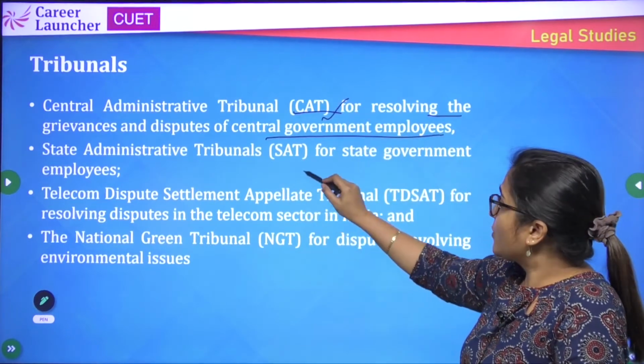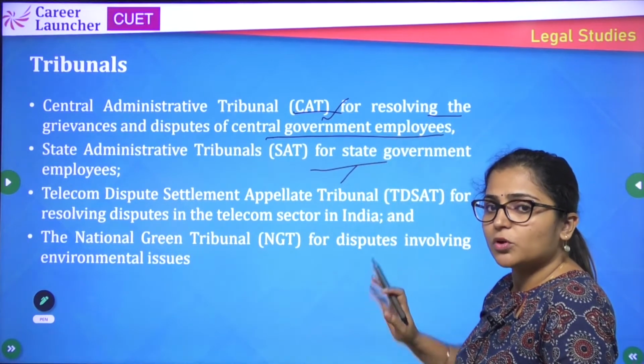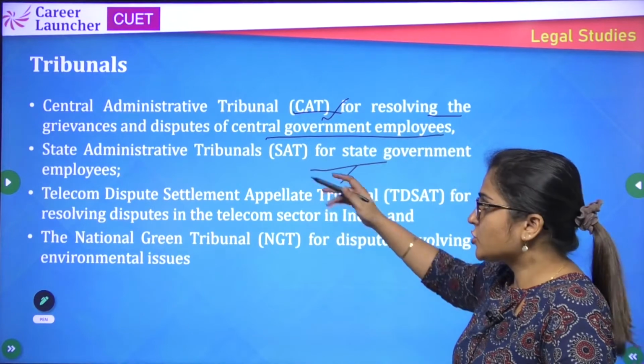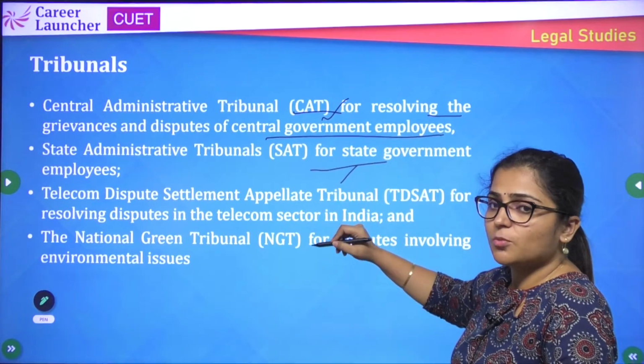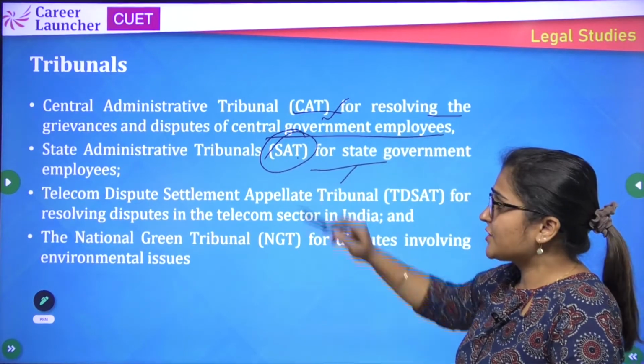State Administrative Tribunal for state government employees. So it's not like only central government employees have problems and state government employees do not, that's not the case. So we need to have a specific tribunal which will look after state administrative issues. So we have SAT for that.